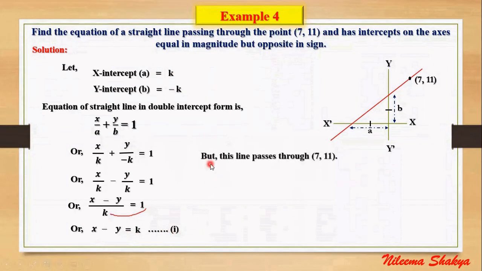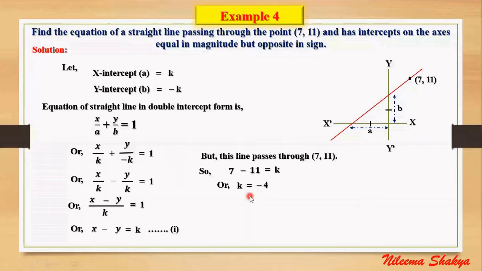Now let's move on. The question says that the line passes through the point (7, 11). So let's substitute 7, 11 as x and y in this equation. x is 7, minus is written here, and in place of y, we substitute 11. In the right hand side, we have k. 7 minus 11 equals k. Then we have the value of k equals minus 4.